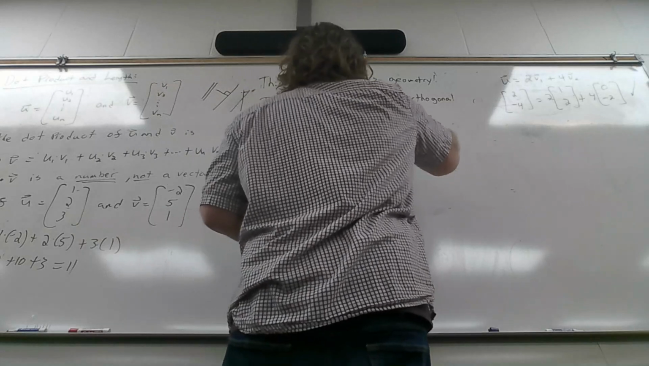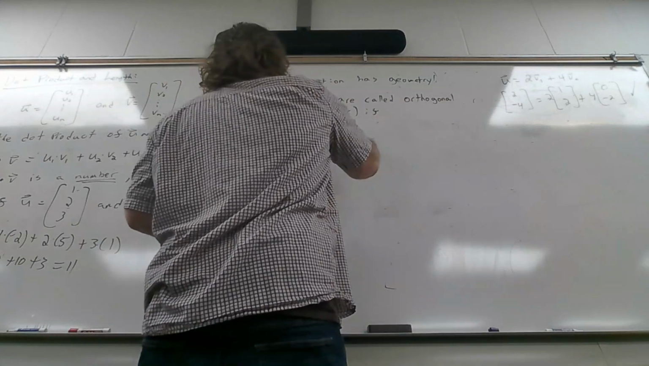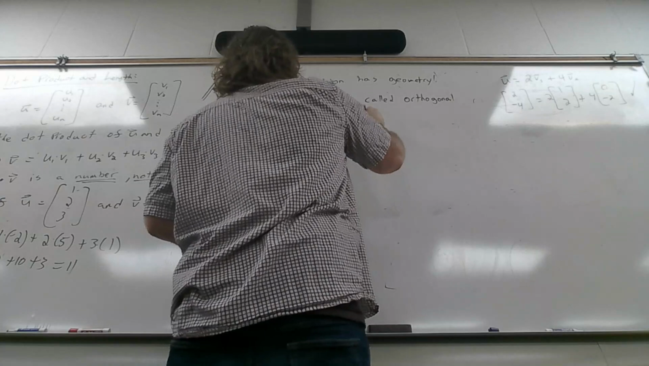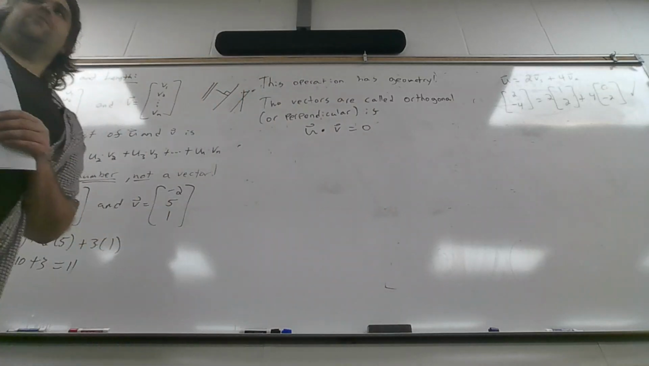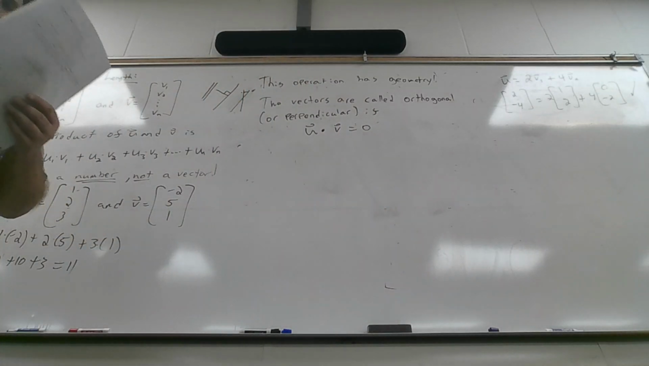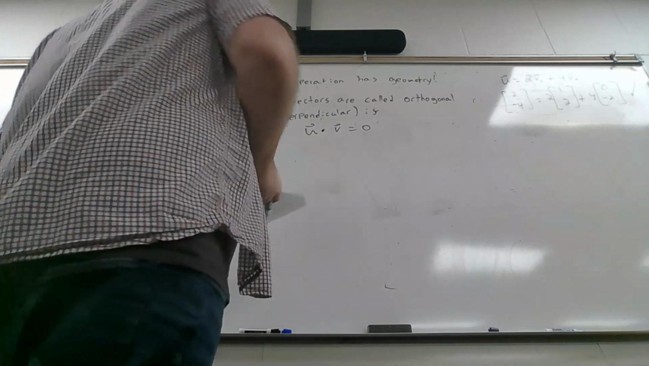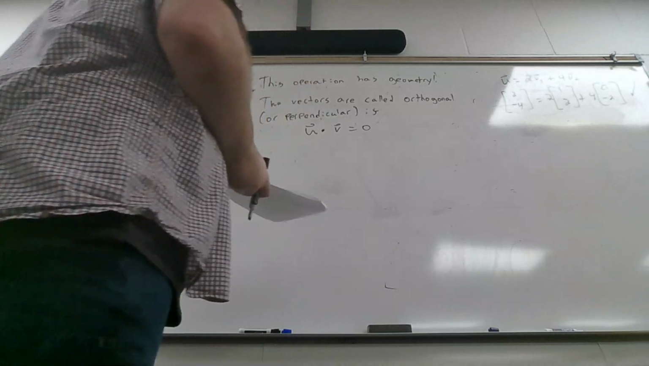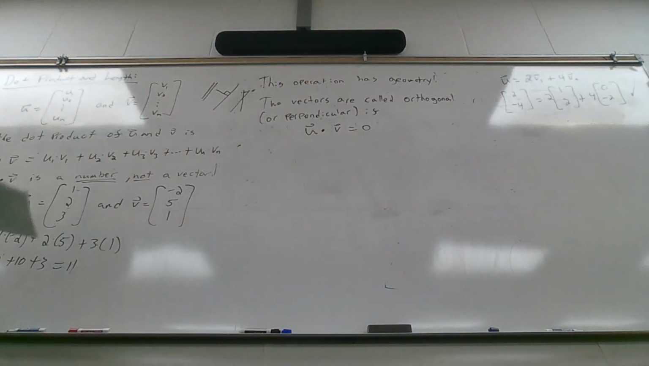Good news, the definition is very simple. It uses this dot product. If it's 0, then we say they're perpendicular or orthogonal. All right, so let's take a look at these two things. Are they perpendicular? No, because the thing wasn't 0.